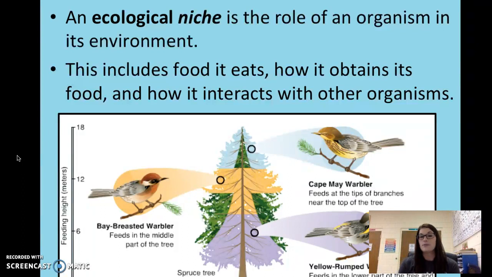There's lots of different types of interactions between organisms in an ecosystem. Some of them benefit both organisms, some of them harm one of the organisms, and we'll get talking about that in just a minute.